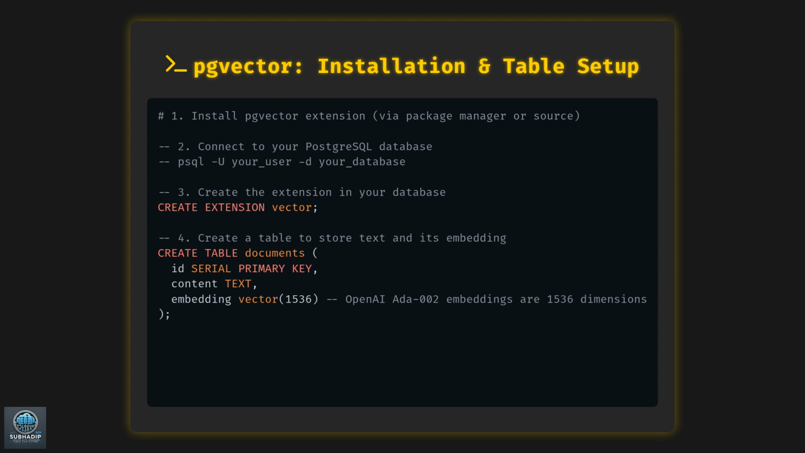First, you will need to install the pgvector extension. Then, connect to your PostgreSQL database and create the extension using SQL. After that, you create a table like this, the documents table, which will store your text content and its corresponding embedding. Notice the vector data type with 1536 dimensions, suitable for OpenAI's ada-002 embeddings.